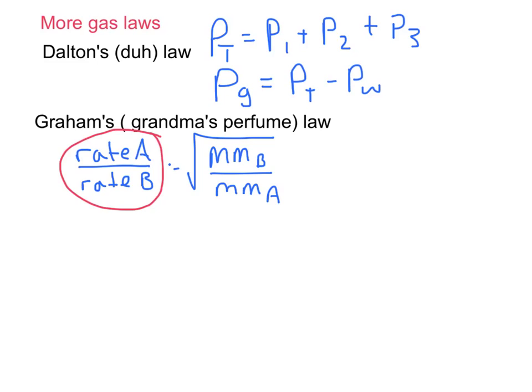Make sure on this one, the trick is that the first one you come to is A, the second one you come to is B. Make sure that you flip the molecular mass, because notice the A and the B are flipped. So those are the things you need to watch.